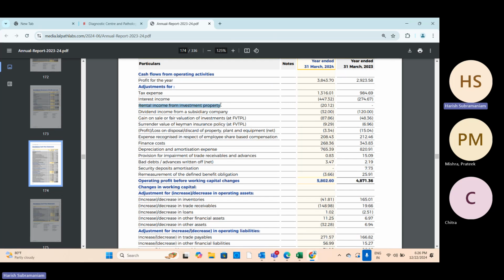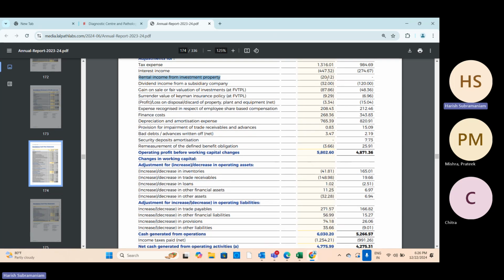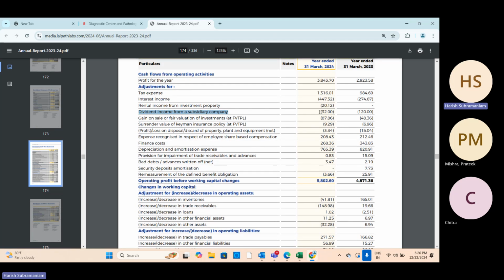So rental income from investment property. Basically this is a rental income from an investment. It's not a day-to-day operation of the company, right? Dividend income from a subsidiary company. This is again not day-to-day operations. This is a dividend income from a subsidiary company, so it is not part of the operating cash flow. And then they have gains, and they are basically subtracting the relevant factors over here. We'll not look at each one line by line, but they are subtracting all the relevant factors.